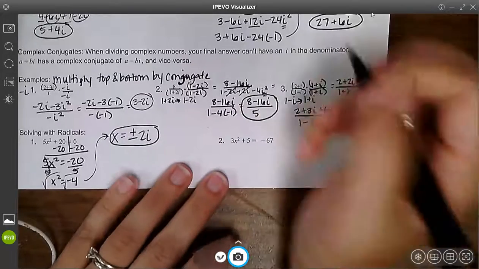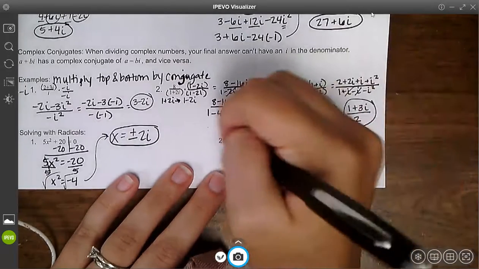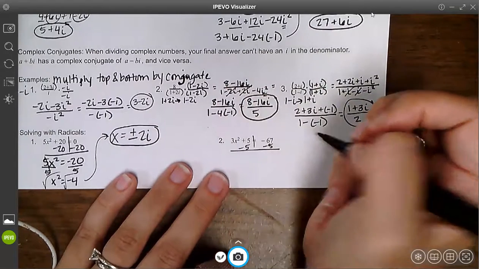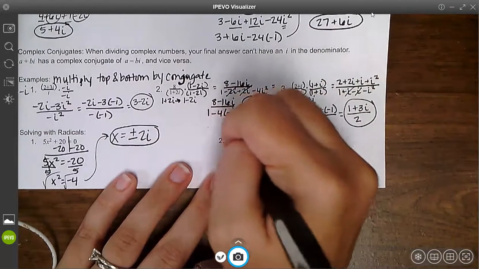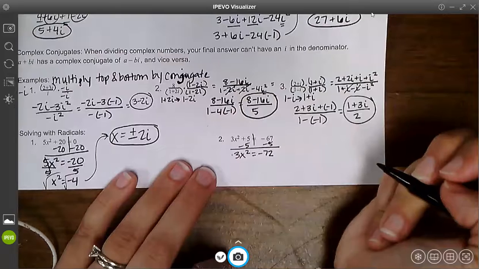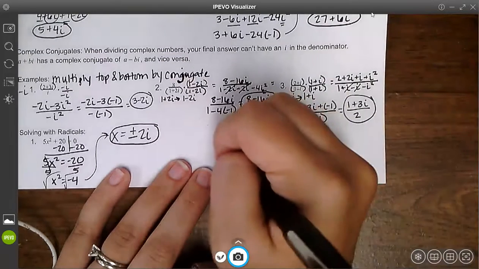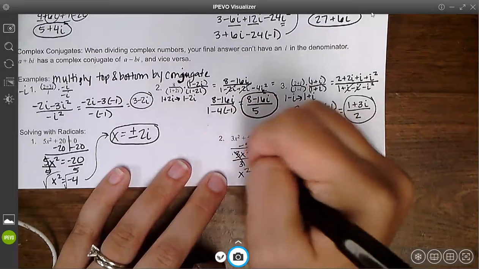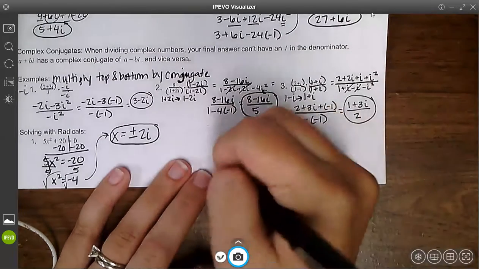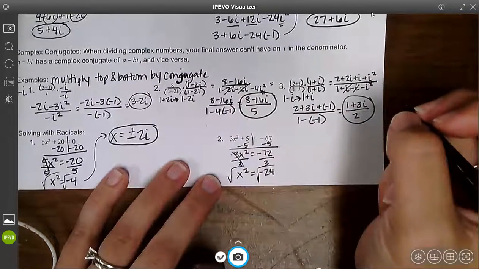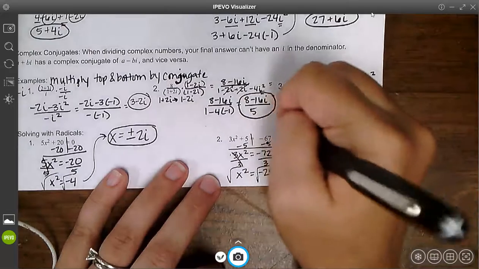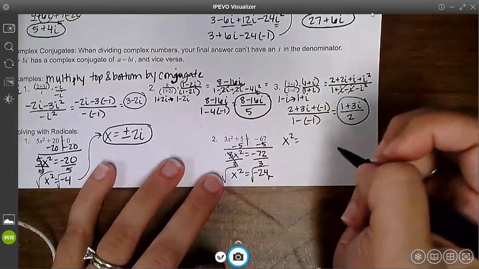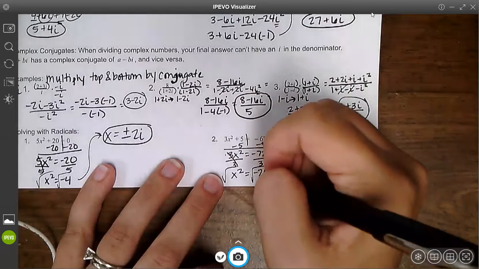And then the last one, subtract 5 from both sides. You get 3x squared equals negative 72. Divide both sides by 3. You get x squared equals negative 24. Take the square root. I need factors of 24 that are perfect square factors. So that is going to be 6 and 4.